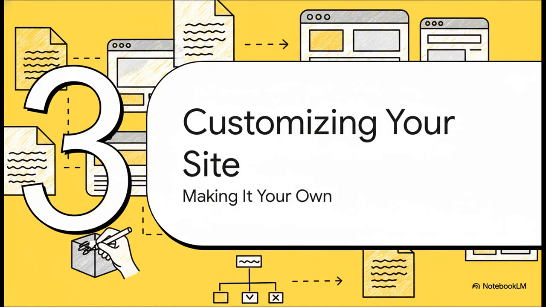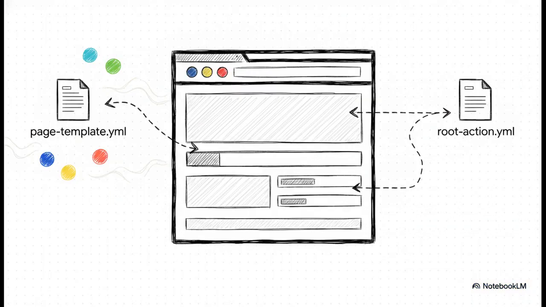Okay, so you've got a live site, which is awesome, but you probably want to make it look like, well, your site. Let's talk about customization. What's so great here is that you don't need to be a web developer. The entire look and feel is controlled by a couple of simple text files. You'll really only be looking at 2 main files. The first is pagetemplate.yml. This one is all about the visual style. You want to change the entire color scheme? It's literally one line of code.